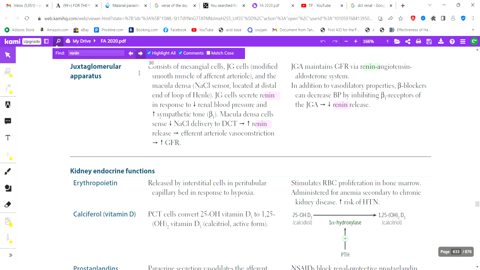Macula densa cells sense decreased sodium chloride delivery to the DCT. This increases the renin release. Yeah, because if you have low sodium, it makes you have low BP. So then your body is telling itself you have low BP, so now you need to increase it by releasing renin, which increases the vasoconstriction, specifically efferent arteriolar vasoconstriction, that increases GFR.